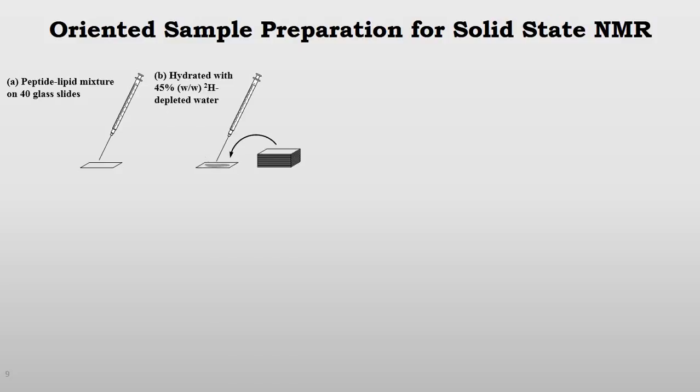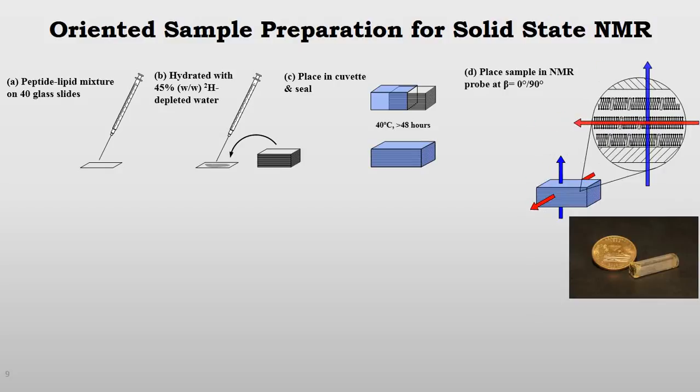We prepare our samples by applying peptide-lipid mixtures to approximately 40 glass slides and drying them down. We then hydrate them in an excess water environment of 45% weight-to-weight buffer prepared in deuterium-depleted water. We then stack these slides on each other, place them inside glass cuvettes, and incubate them for 48 hours at 50 degrees centigrade. The mechanical pressure and the surrounding environment allow the lipids to form a bilayer, and the peptides orient themselves into these bilayers.